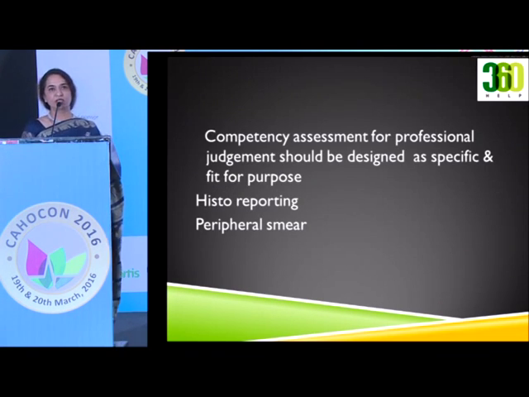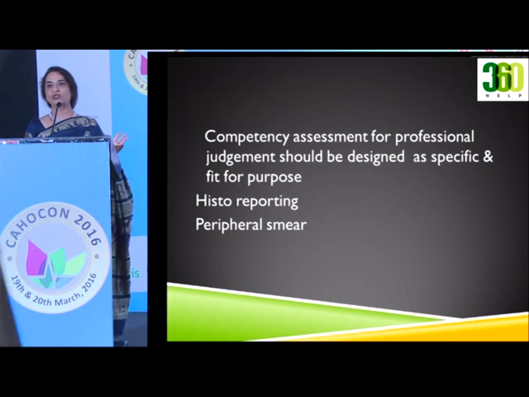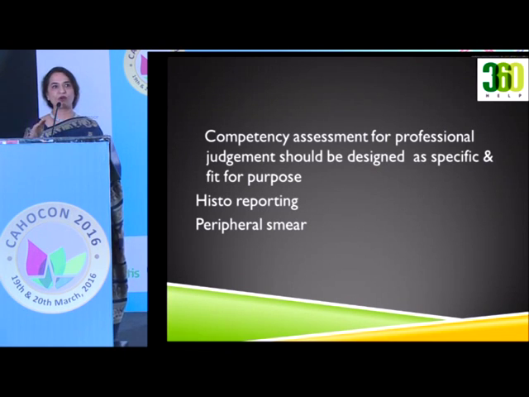For professionals, competence for technical employees or for a managerial level is very easy. But for professionals, you have to be very, very careful. Because professional opinions, as we all know in our profession, can't be one, two, three, four, five. This is wrong, this is right. There is no clear demarcation between right and wrong.